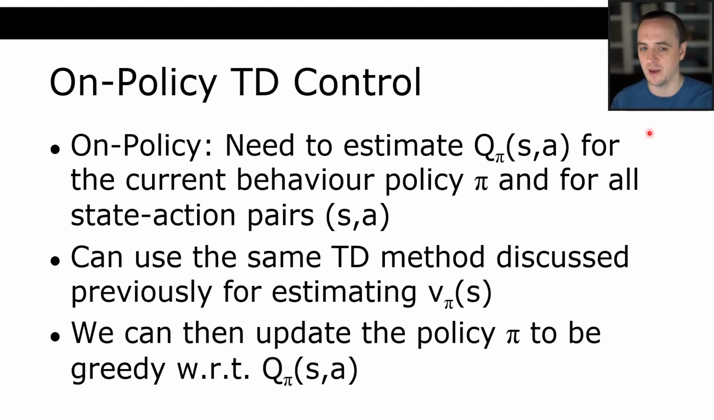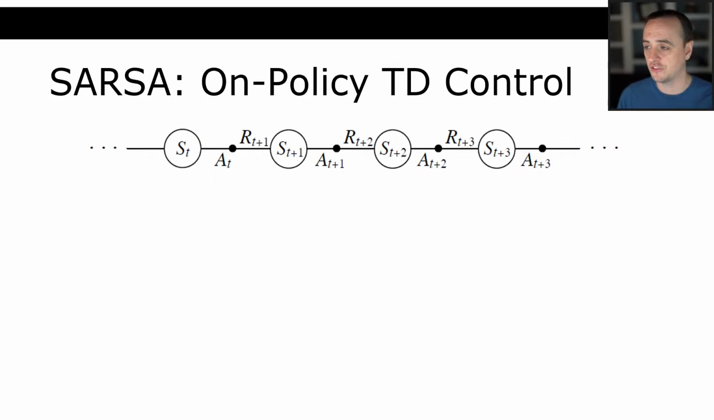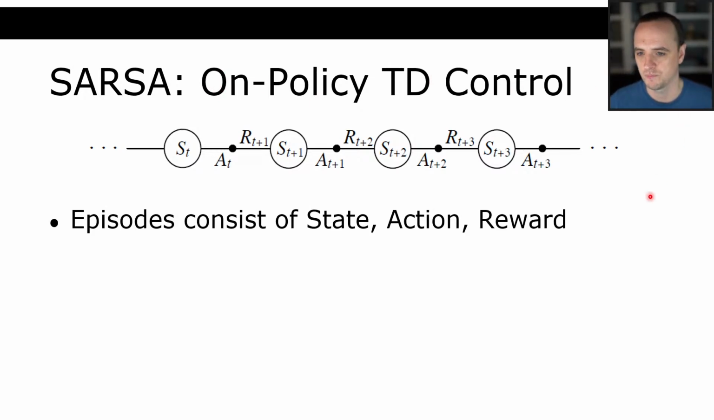Once we have the new estimates, we just update our policy to be greedy with respect to those estimates. So the first of two algorithms is called SARSA, the algorithm. So this is on-policy TD control.